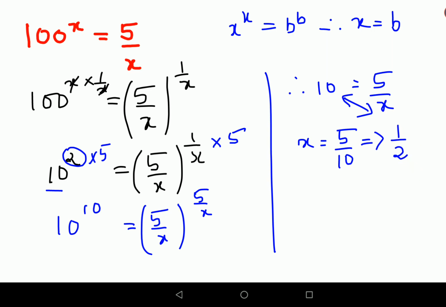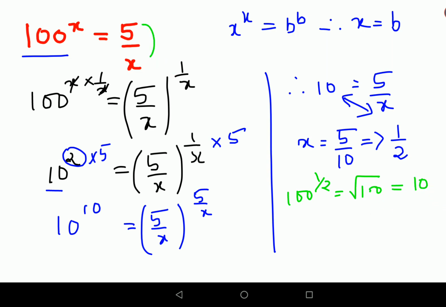Now let's try and verify this. So x is 1 upon 2. So 100 raised to 1 upon 2 is nothing but the square root of 100. That gets you 10.